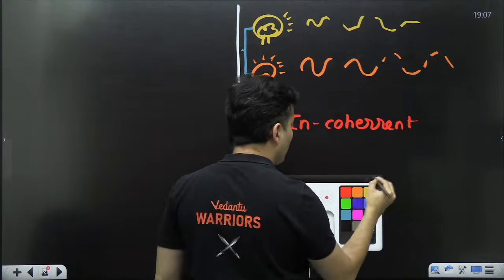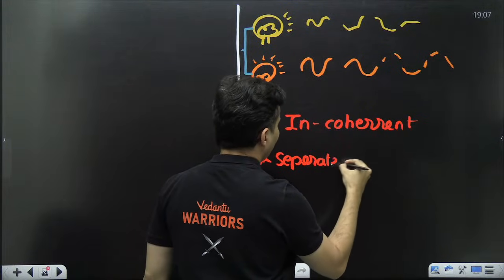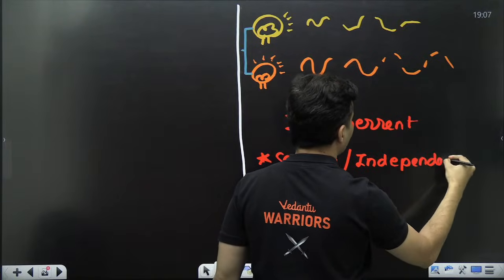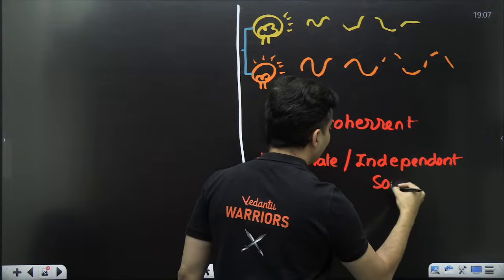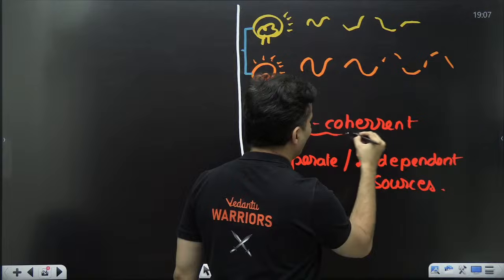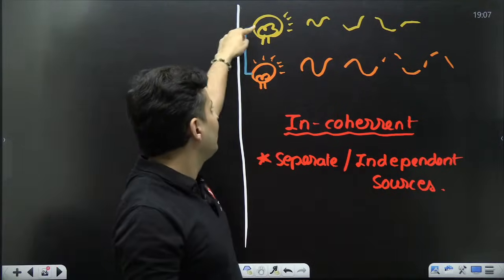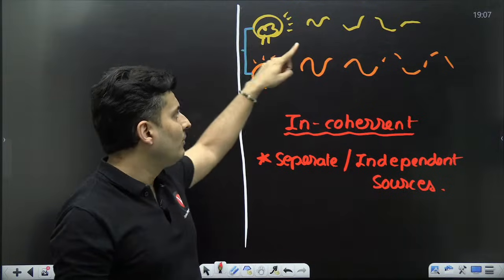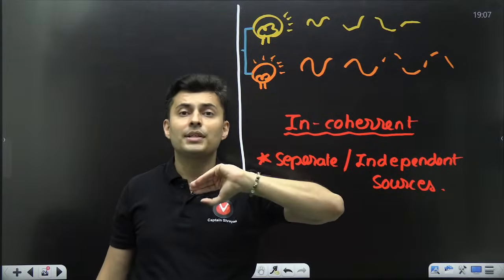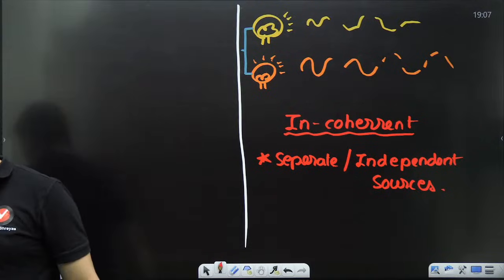Basically, whenever you have separate or independent sources of light, the light coming out of them is always going to be incoherent, because there is no guarantee that when this bulb is emitting a light wave, this bulb will also be emitting a light wave. There is no direct relationship. There is no predictability. You cannot predict anything, right?